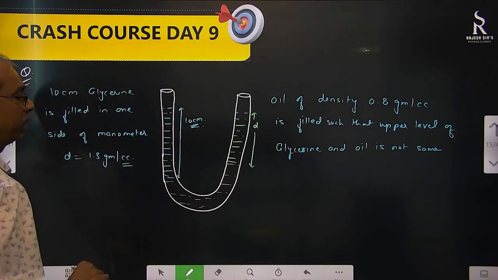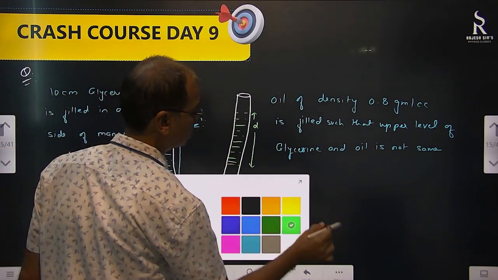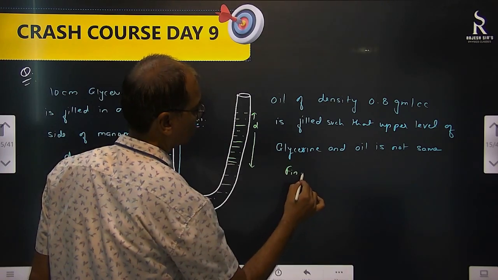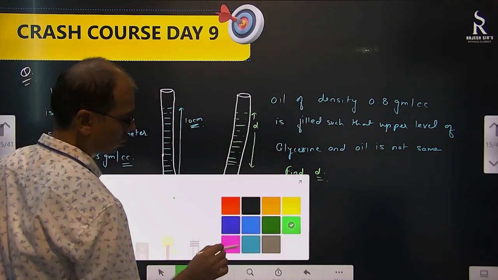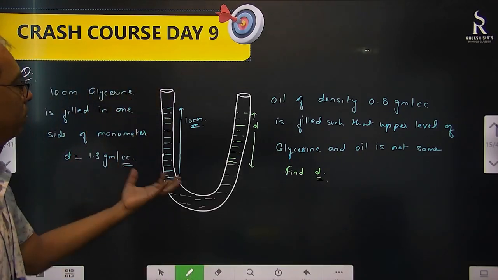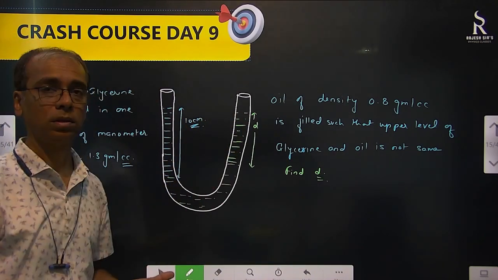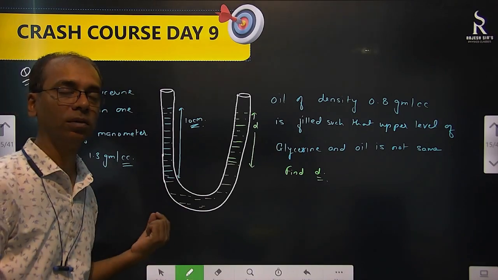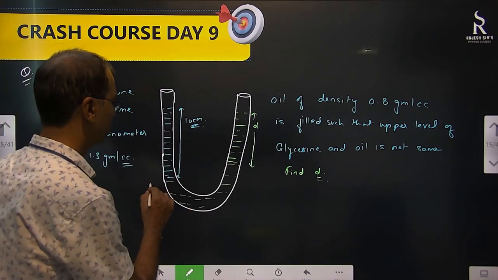Right, so find D. Okay, what to do? Again, we know that now everything is at rest, everything is in equilibrium. So take a liquid so that we can say that at the same level, pressure will be same. Which liquid will we take? Mercury, obviously. Here.